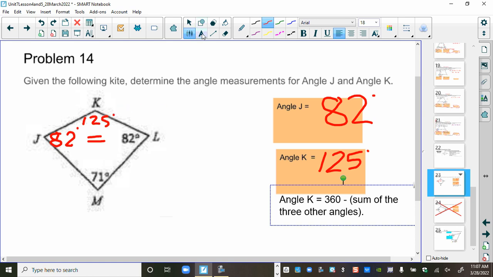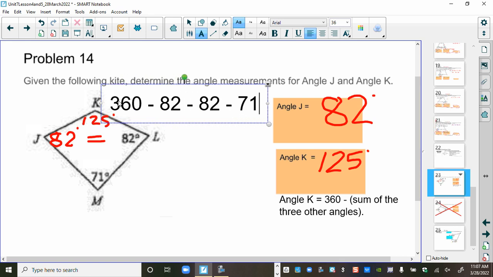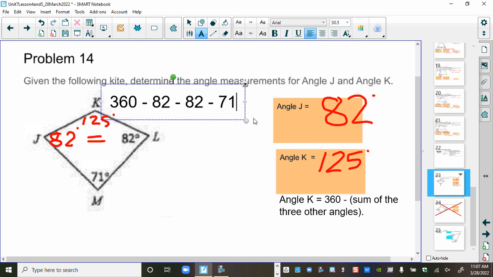This angle K is going to be 360 minus 82 minus 82 minus 71. That's how you're going to get angle K. Now, you're going to put one more X somewhere. Questions on this one? So 82. You put that 125 in? Jason, we're not done yet. We're not done with that. Did you put 125 in for angle K?